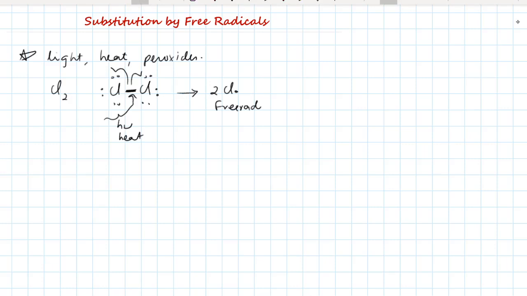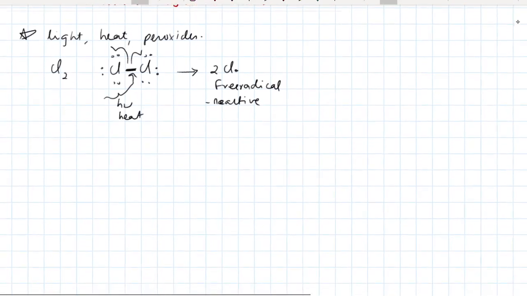Free radicals are highly reactive species, so they react in a very prolific and violent manner, and it is very difficult to control the reactions. Okay, so now we will see some examples of this reaction.